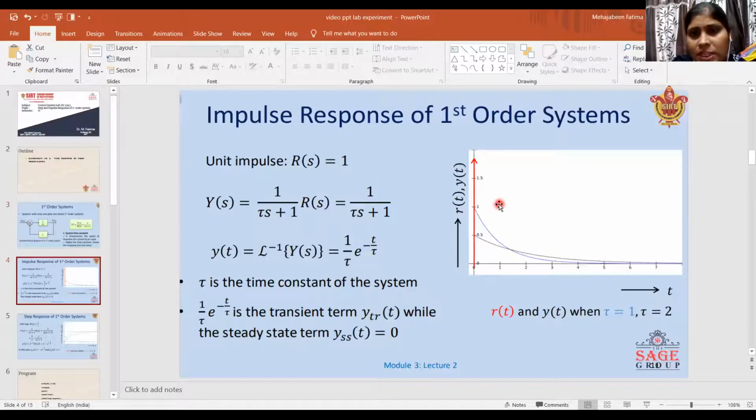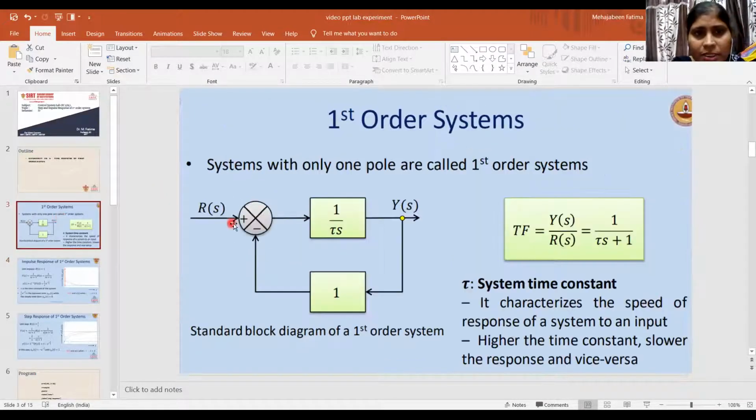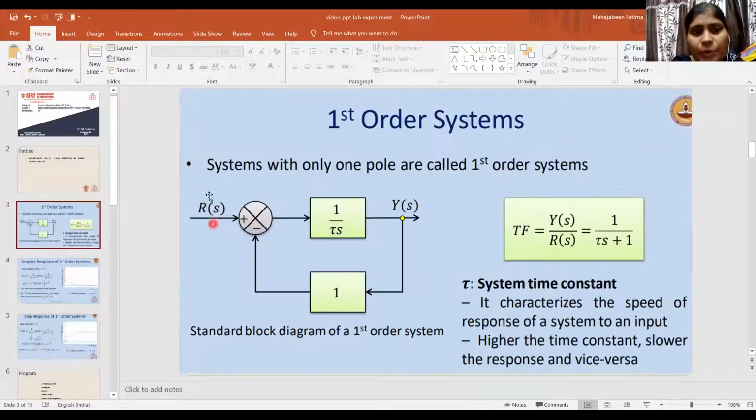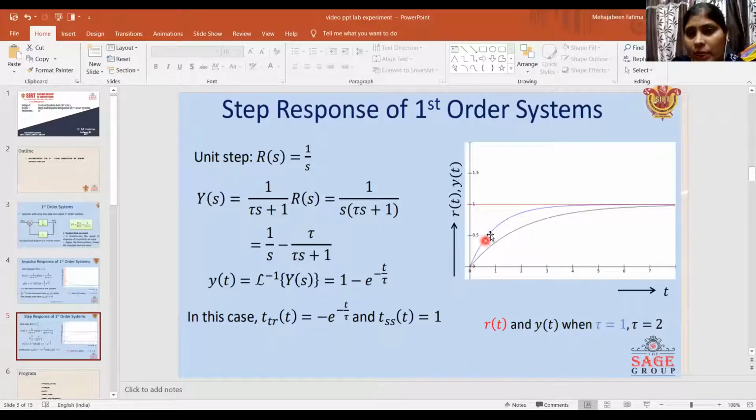This is the impulse response of the first order system. If an impulse input is given to this system, the output looks like this. The output is going to reduce with respect to time. But if a unit step function is given to the first order control system, the output increases slowly with respect to time and reaches its steady state.